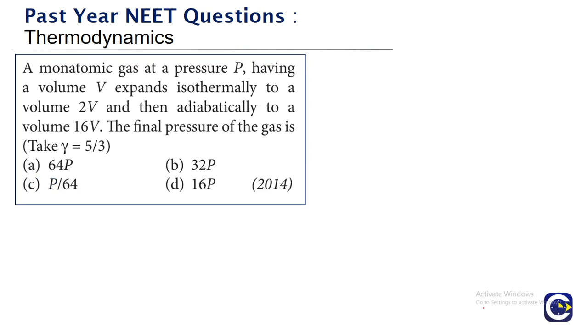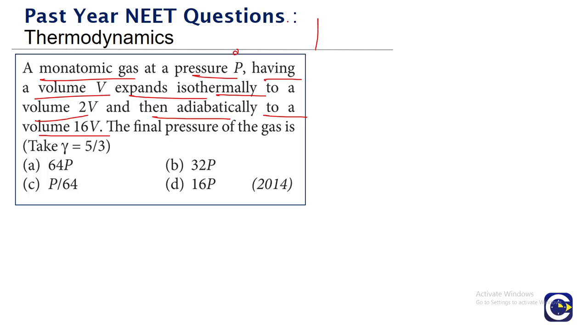This is a question based on the relation of the parameters of the gaseous system when we are going through different processes. A monoatomic gas at a pressure P having a volume V expands isothermally to a volume 2V. Means first we are having the pressure of the gas given and volume. It is expanded isothermally to a volume 2V. Then that's the first step. First step is over. Then adiabatically to a volume 16V. So there are 2 steps.